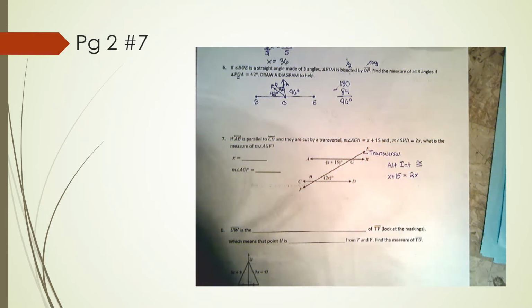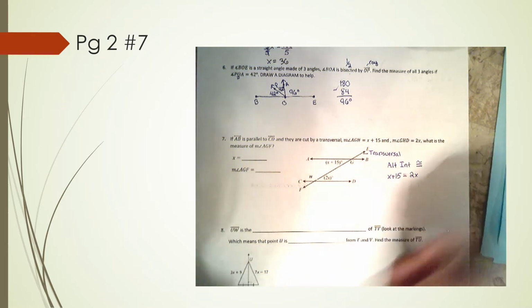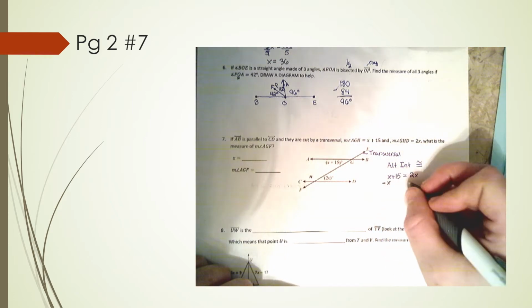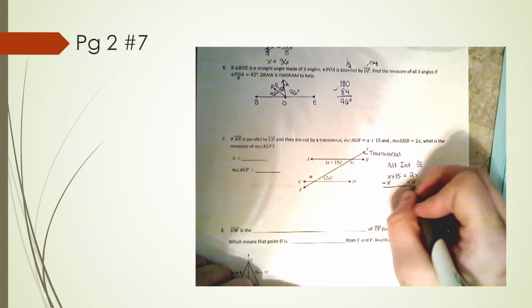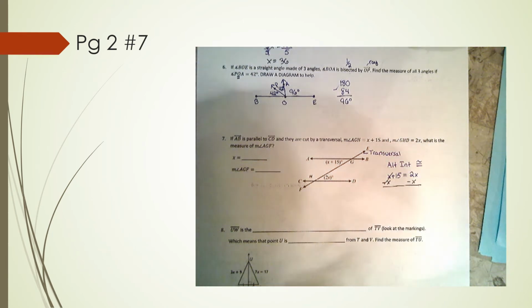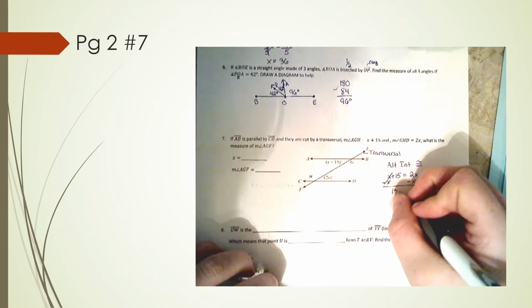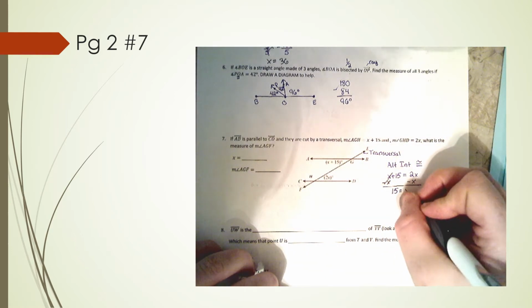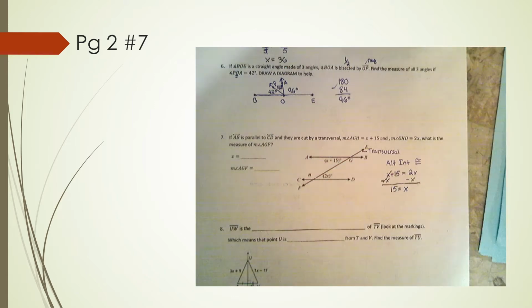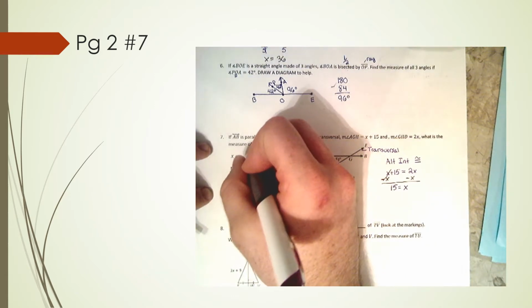So my next step here would be to subtract x from both sides. And now you are going to have 15 equals x. So for my x value, I have 15.